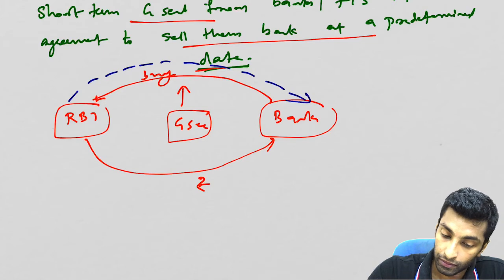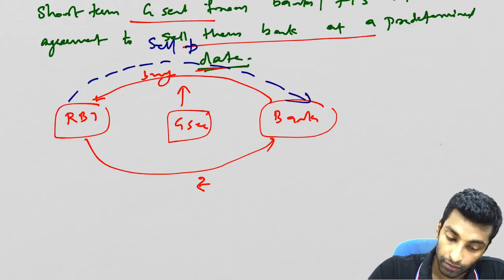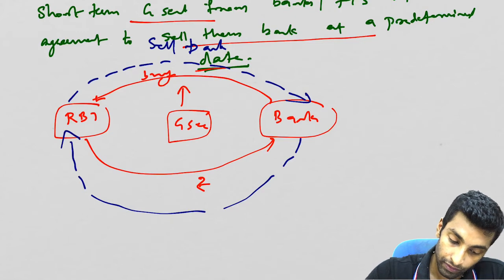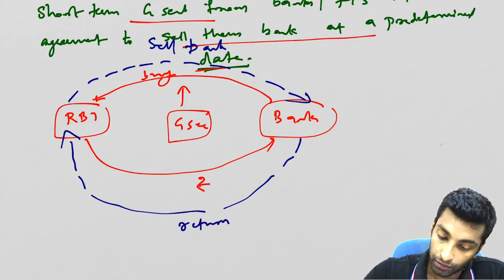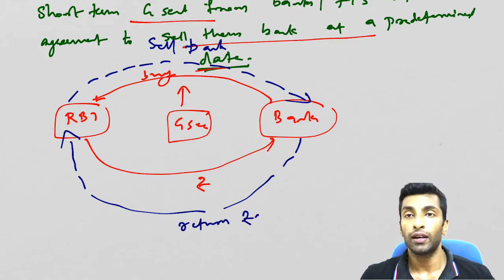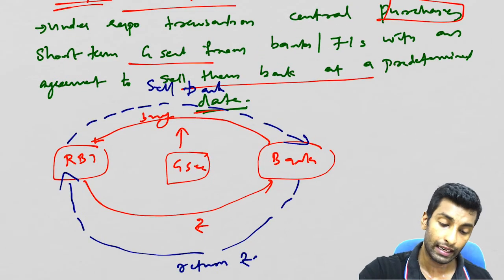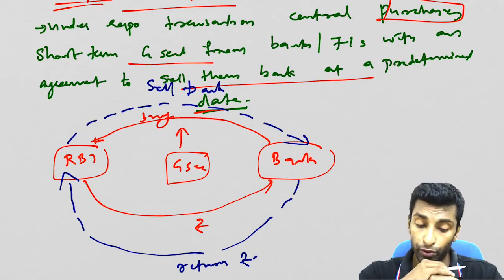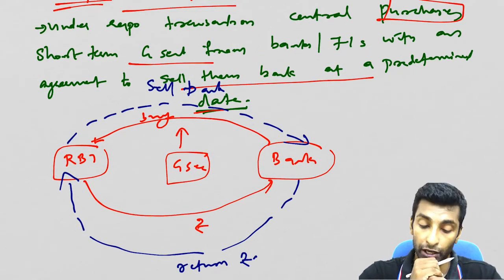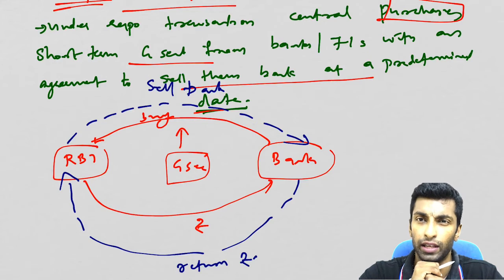RBI will sell back, and banks will have to return money. Okay, so I hope you understood this. This is the technical definition. So under repo, banks can borrow from RBI at a particular interest rate by pledging the government security.